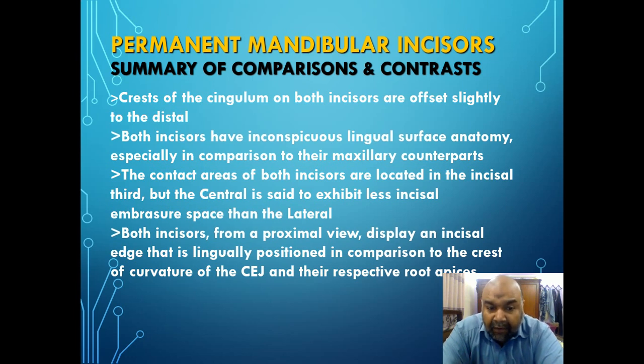Now, in terms of the crest of curvature of the cemento-enamel junction, it is more on the mesial aspect as compared to the distal aspect, and this is evident in both the mandibular central incisor and the mandibular lateral incisor. And this crest of curvature on the mesial aspect can be taken as an identifying and distinguishing characteristic whenever we are trying to find out the quadrant, whether it belongs to the right quadrant or the left quadrant. So in brief, these are the summary and comparisons of the permanent mandibular central incisor and the mandibular lateral incisor.